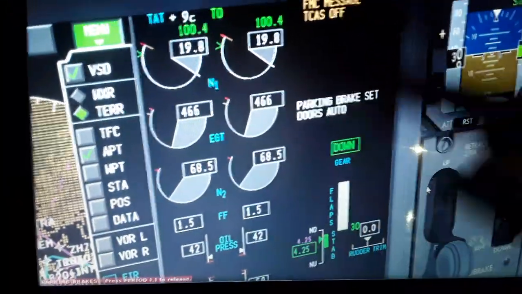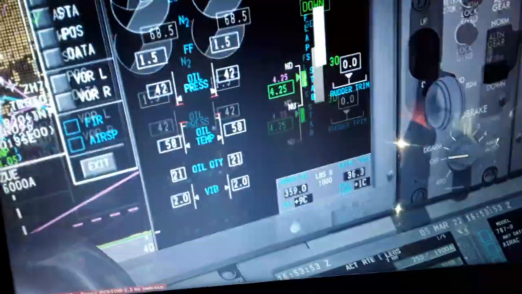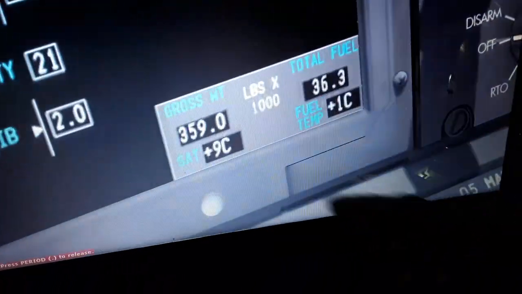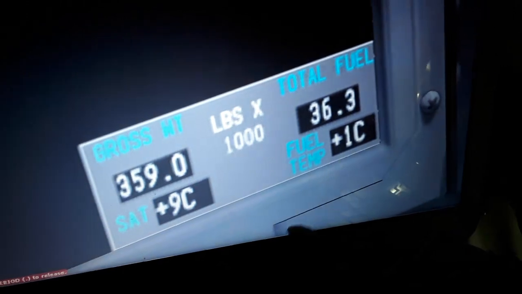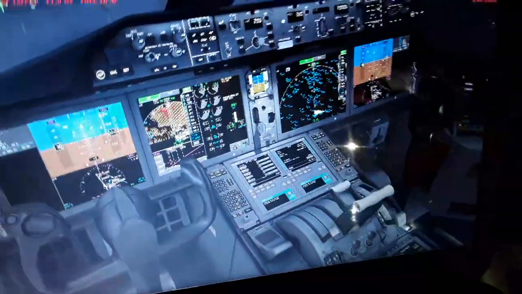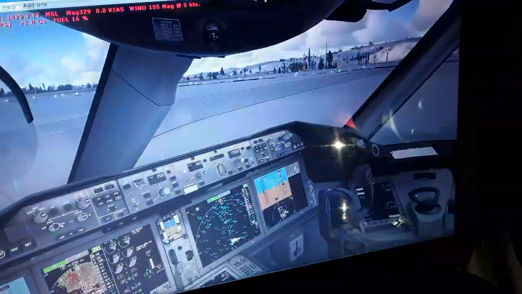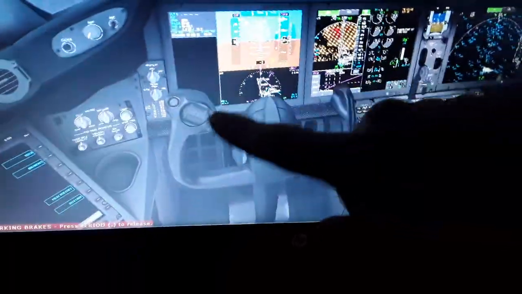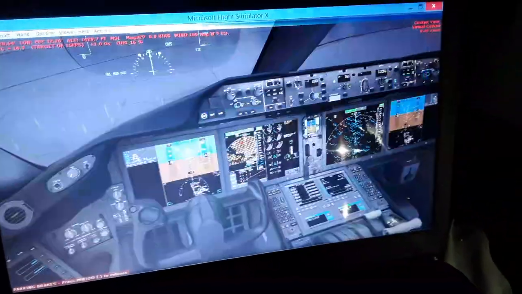So we have also the indications from the engines, the left and right engine, as you can see here. I will explain later. The gross weight of the aircraft and the total fuel on board, the temperature of the fuel, some indications, some warnings. So I'm talking about the horizontal trim stabilizer when we fly with the flight controls manually or automatically.